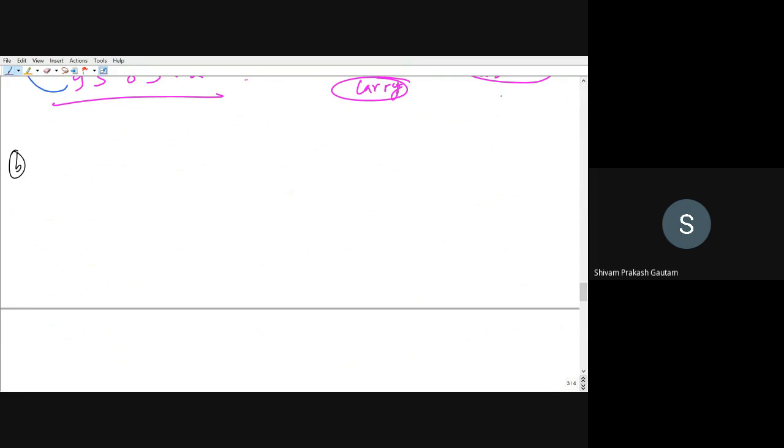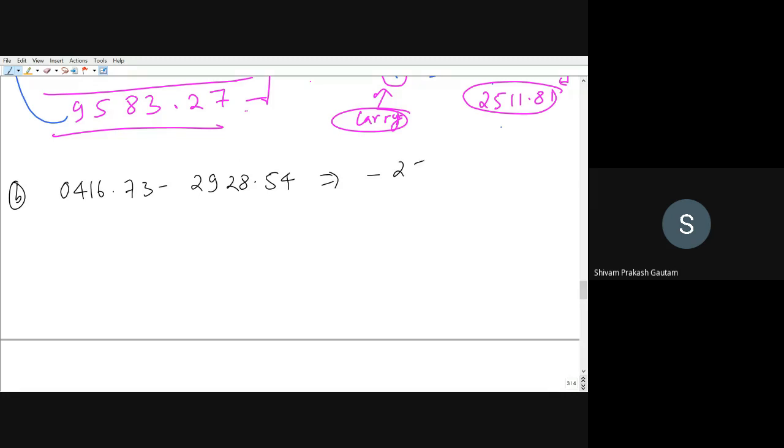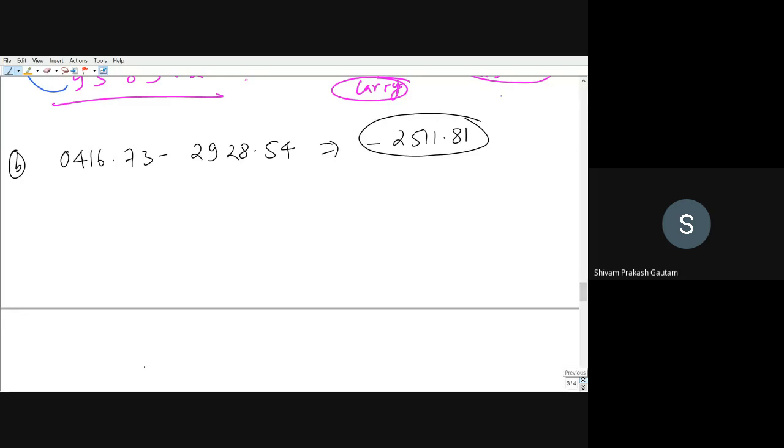So case 2, where we have to subtract 0416.73 minus 2928.54. Again, now the answer will be negative. So that will be minus 2511.81. So this will be our final answer. We will use tens complement and we will see whether we are getting this. For that, first we need to calculate the tens complement of the subtrahend.